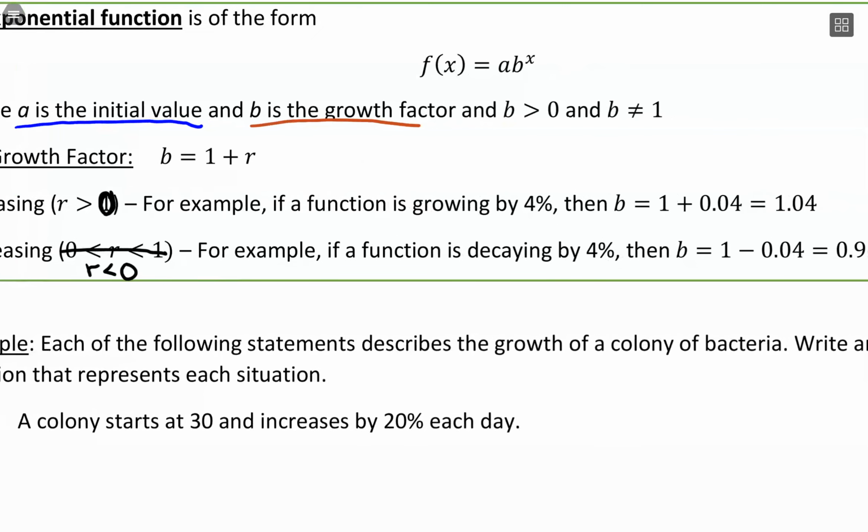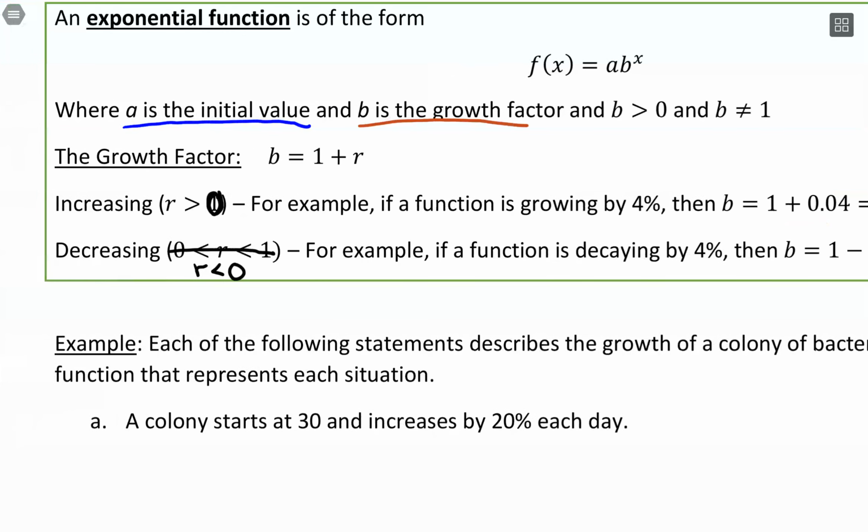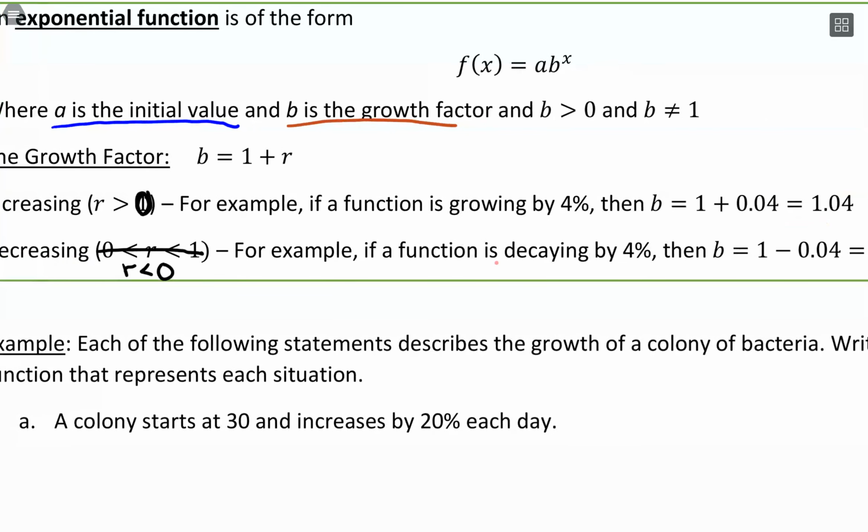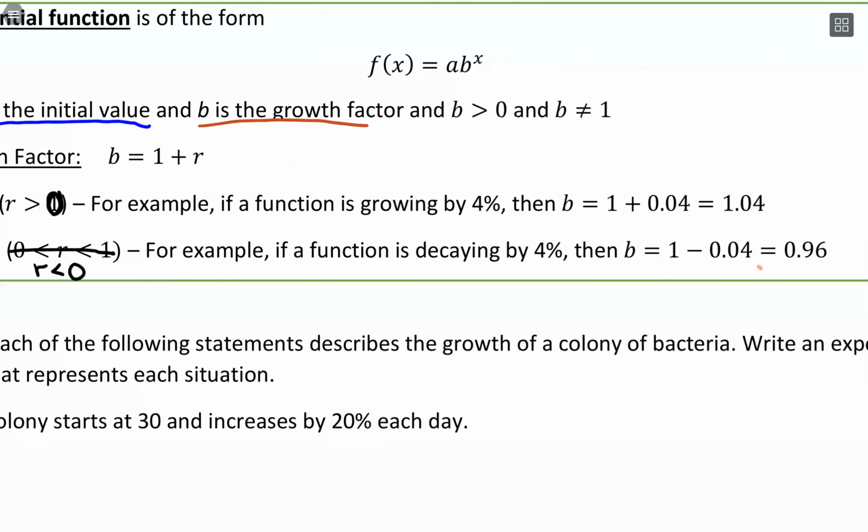For example, if a function is growing by 4%, then b would be 1, so you always have that 1 in there, plus 0.04. Because you're getting that positive value with r being more than 0, it's increasing, and we would see this value for b that would go into our exponential function of 1.04. If our function's decreasing, which could also be described as decaying for our exponential functions, so if it was decaying by 4%, then b would come through as 1 minus 0.04. That negative 0.04 is where r would be negative, which would give us a 0.96.